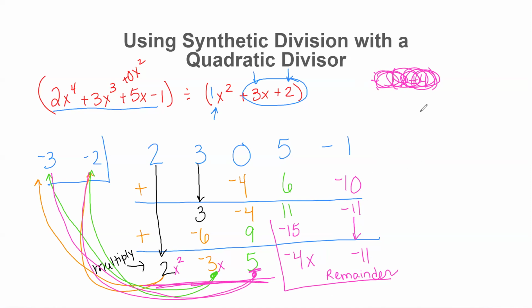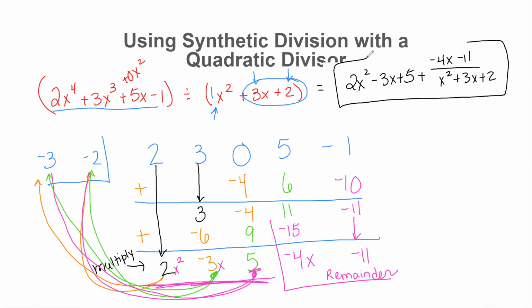So we are looking at a final result here. I'm going to write it at the top in black pen: 2x squared minus 3x plus 5 plus a remainder of negative 4x minus 11 all over the original divisor. That's what I would be looking for in that black box as my final result.